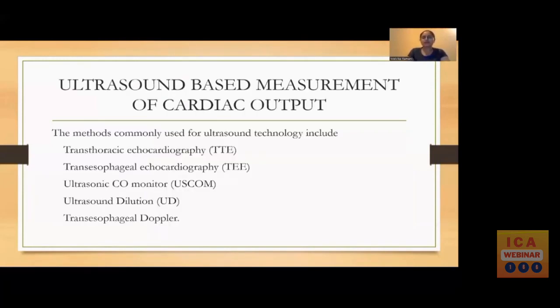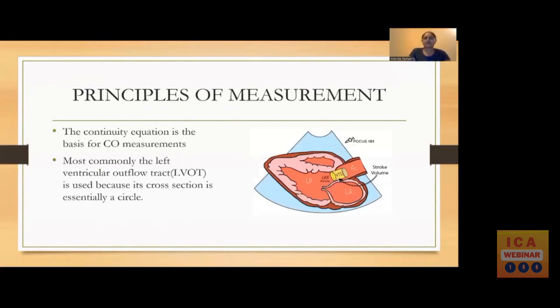Ultrasound-based measurement of cardiac output happens by various techniques. It could be by echocardiography, which could be transthoracic or transesophageal in nature. Recently developed techniques include the ultrasonic cardiac output monitor, ultrasound dilution techniques, and even transesophageal Doppler. So the principle of measurement.